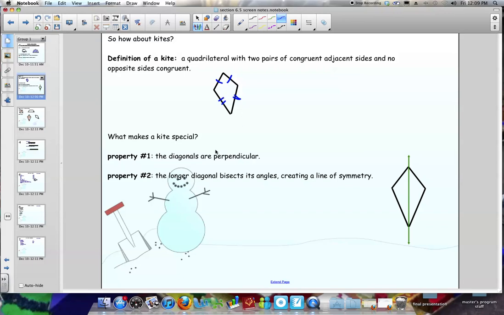There are two properties that make a kite special. The diagonals are perpendicular, just as in the rhombus. When you draw in the diagonals, they intersect at the middle at 90 degrees.